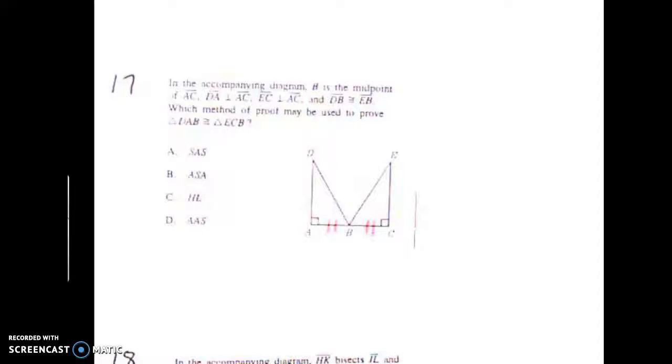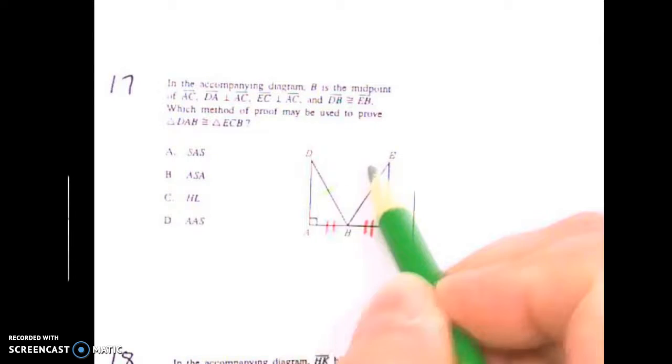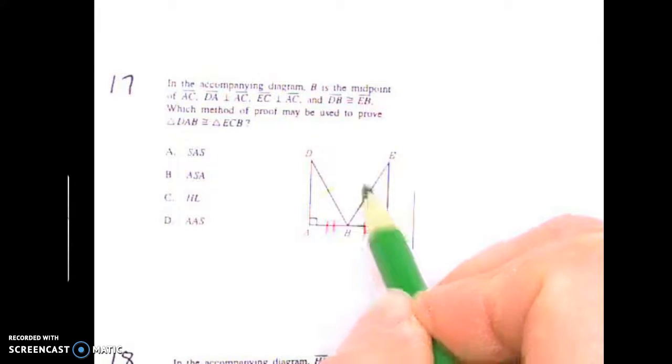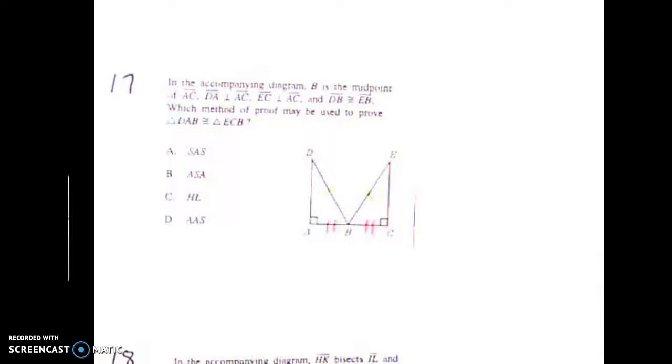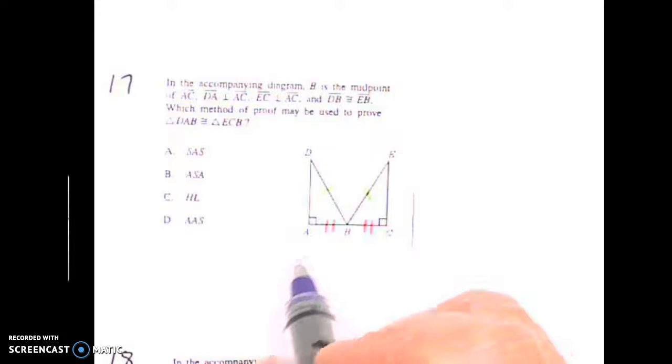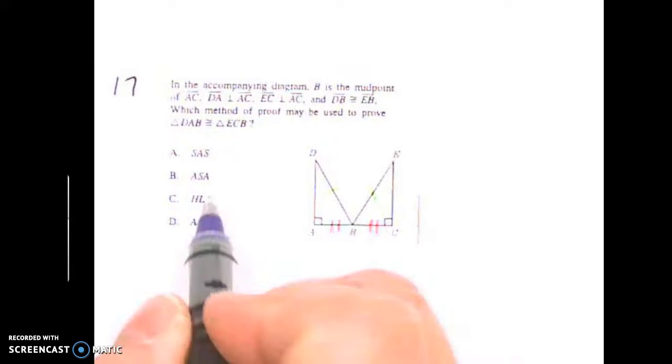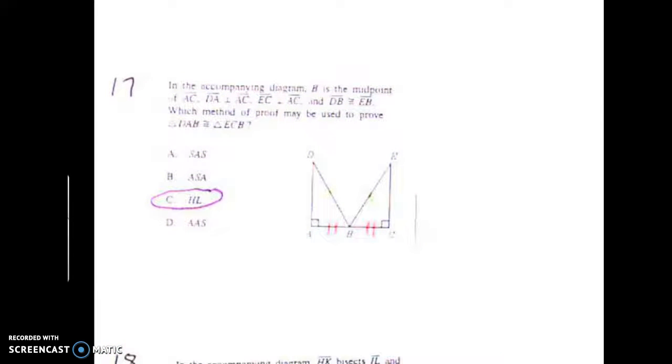I'm given the fact that I've got some perpendicular lines. I also am given the information that segment DB is congruent to segment EB. I know I have right triangles. The segments that I've marked show that I have a hypotenuse and a leg. So I'm looking at those triangles being congruent to each other by the HL theorem.